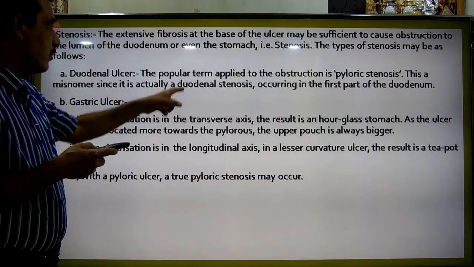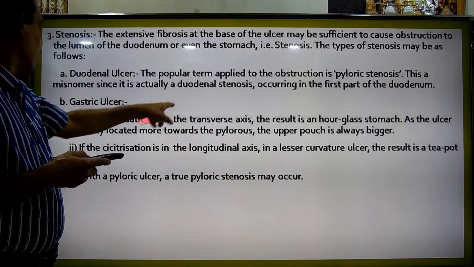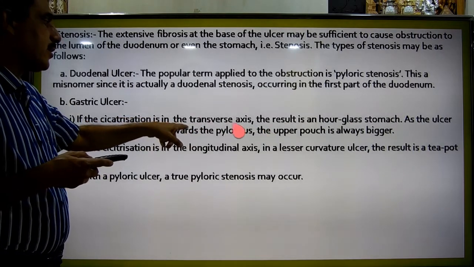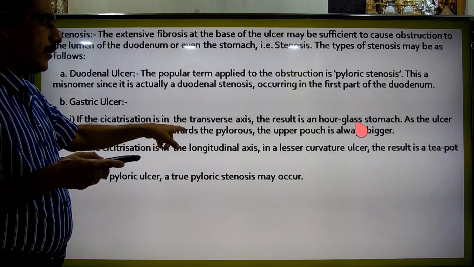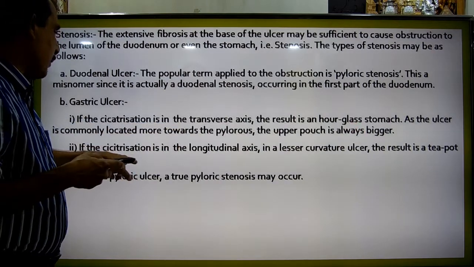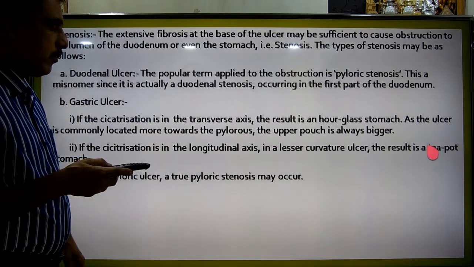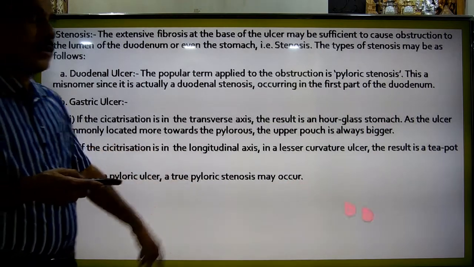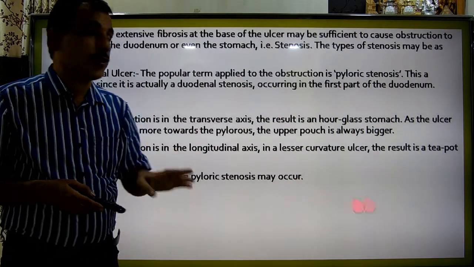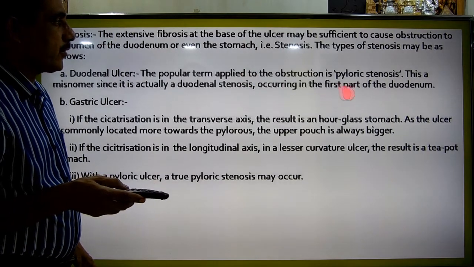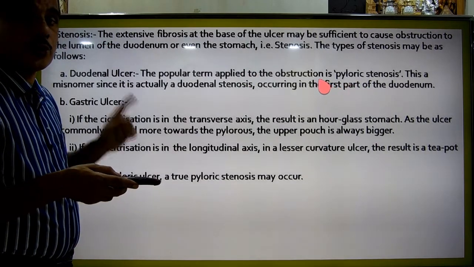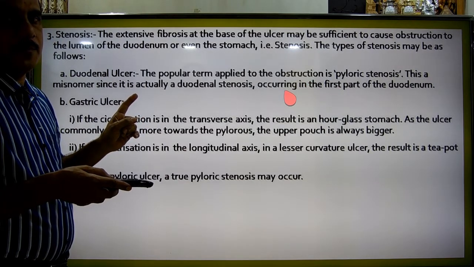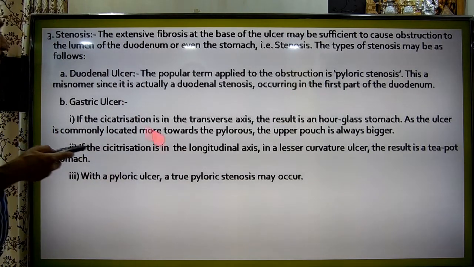Isn't it? In gastric ulcer, if transverse cicatrization is there, it will cause the hourglass appearance. If it is longitudinal, it causes tripod stomach. While if at the pylorus, it will cause pyloric stenosis, called true pyloric stenosis. This one is not true pyloric stenosis; actually, it is a stenosis of the first part of the duodenum. So this is another chronic complication.